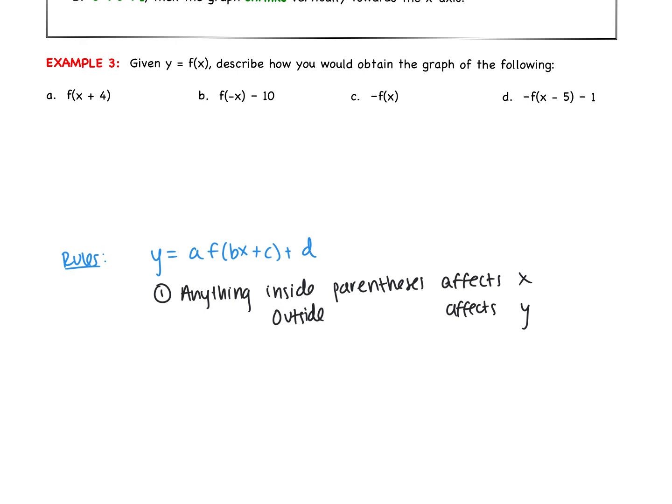So this affects X. The A and D that are outside the parentheses affect Y. Okay. So if we are adding something, it's moving us. Adding something is moving us. So this C is going to move us, and the D is going to move us. C is going to move X, so it's going to move us left or right. D is also going to move us. It's outside parentheses, though, so it affects Y. Y is up or down.